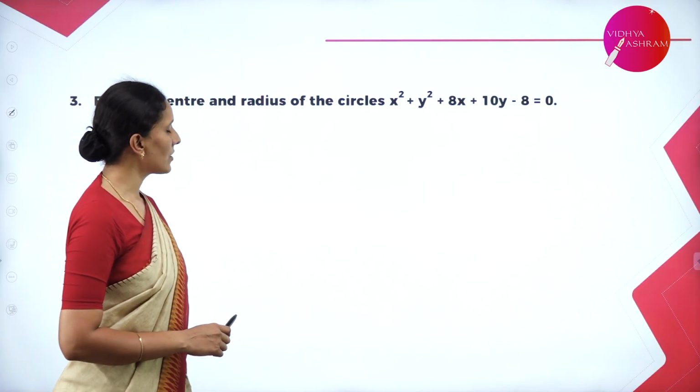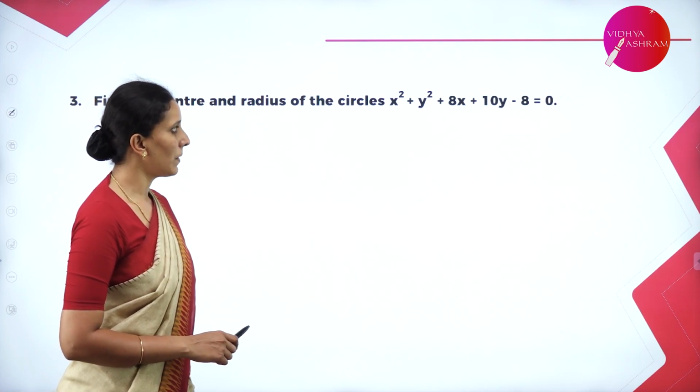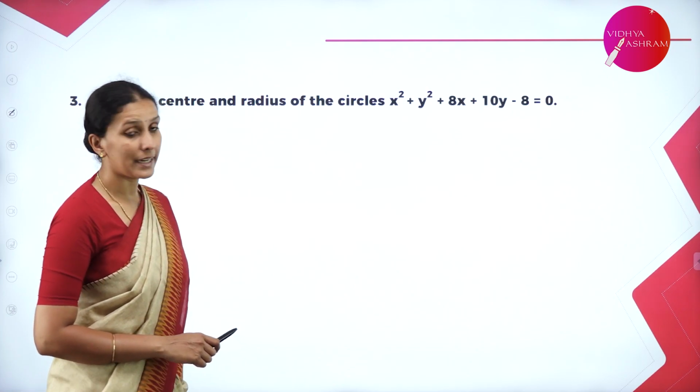Find the center and radius of the circle x square plus y square plus 8x plus 10y minus 8 is equal to 0.